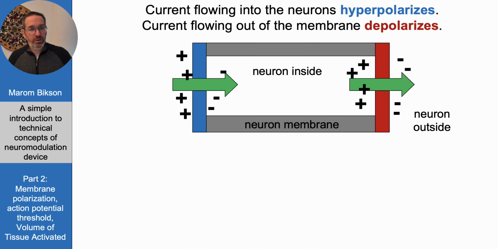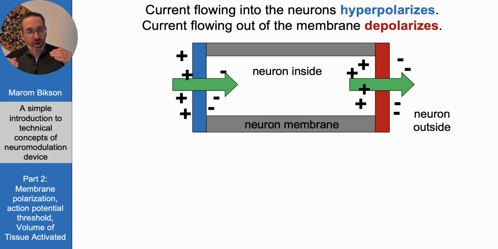Because where current flows into the cell, it will do something called hyperpolarization. And where current flows out of the cell, this tube, it will do something called depolarization. Hyperpolarization means that the inside becomes more negative compared to the outside. Depolarization on the other side means that the inside becomes more positive relative to the outside. So one end is hyperpolarized and one is depolarized.